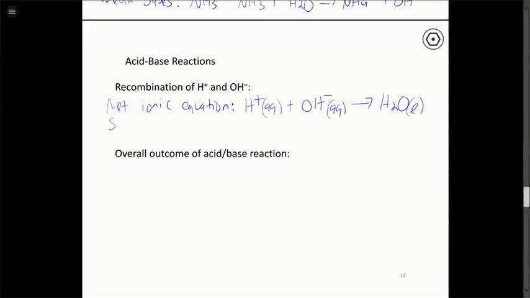And then the identity of the spectator ions and the coefficients for the full balanced reaction really depend on what the identity of the acid and the base are. So there will be some spectator ions involved, and sometimes these acid-base reactions are going to have small coefficients like we saw for precipitation reactions, but what those are depends on the identity of the acid and the base.